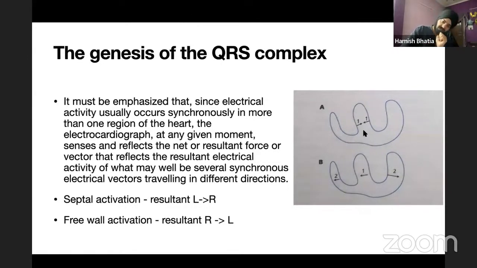If you see the first phase of activation, the septal activation phase, the interventricular septum is formed by the RV and the LV. So the septal activation wavefront also has two components. One is the RV component, traveling from the right side to the left side. And one is the LV component, traveling from the left side to the right side. Now, as we all know, the LV is a very forceful and heavy ventricle compared to the RV. So this vector is obviously going to be the stronger vector. That is why the resultant vector is left to right.